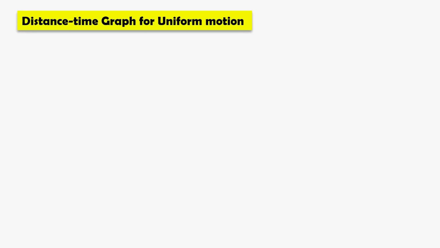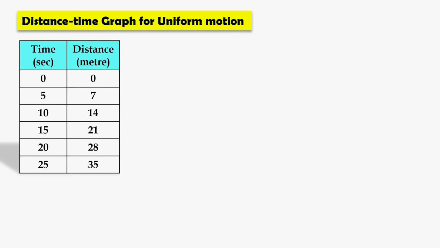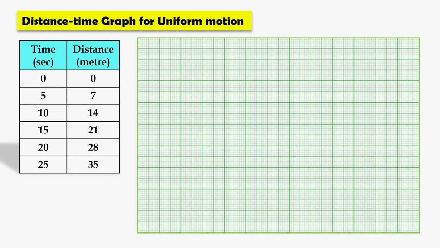Distance-time graph for uniform motion. Now let us understand the distance-time graph for uniform motion. First, look at the table on the left. At 0 seconds, the distance covered is 0 meters. After every 5 seconds, the distance increases by 7 meters. This tells us that the body is covering equal distances in equal intervals of time.